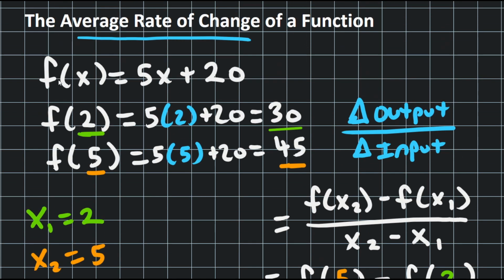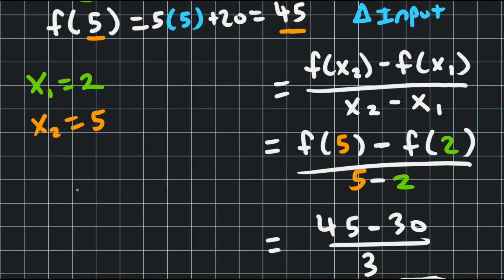That means on average, every time x gets larger by 1, f of x gets larger by 5. So that's how you interpret the average rate of change. On average, if x increases by 1, f of x will increase by 5.